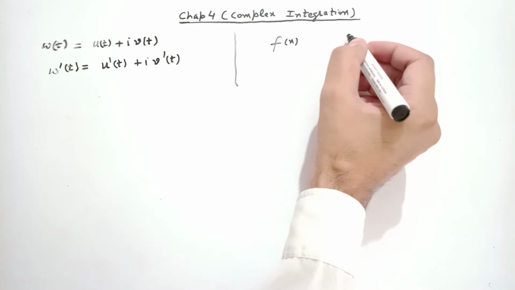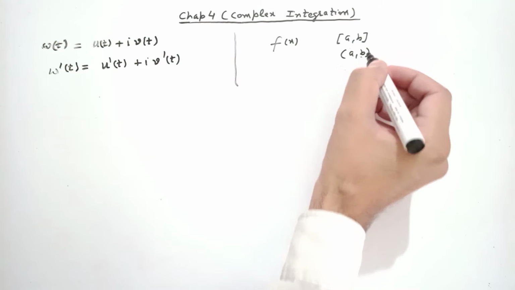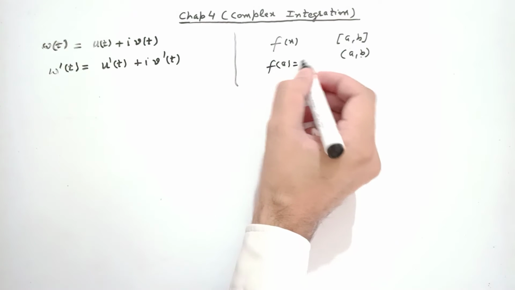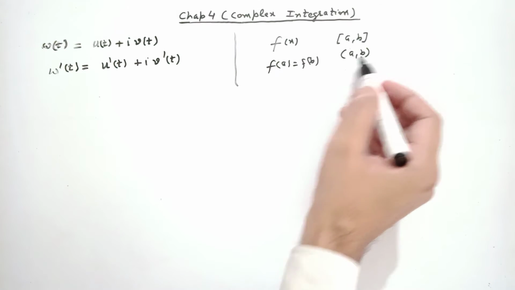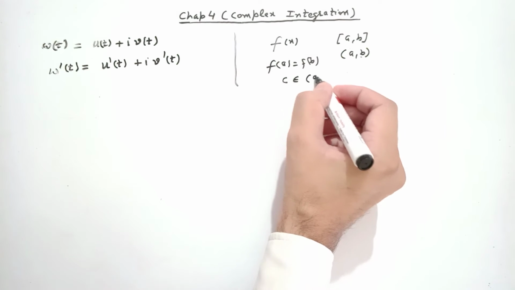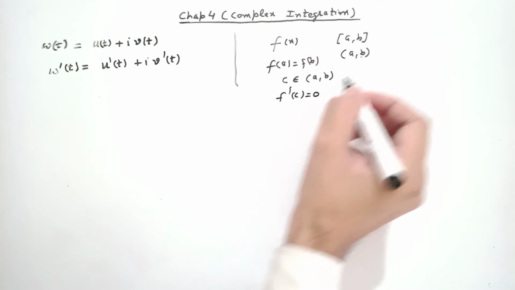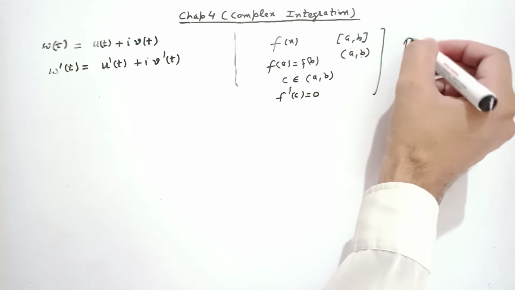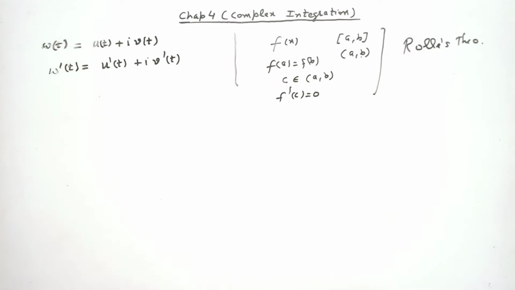If f(x) is continuous on closed interval [a, b], differentiable on open interval (a, b), and f(a) equal to f(b), then there exists some c in the open interval (a, b) such that f prime c equal to 0. This is the result of Rolle's theorem. You know it already. This theorem is not respected here with this definition.